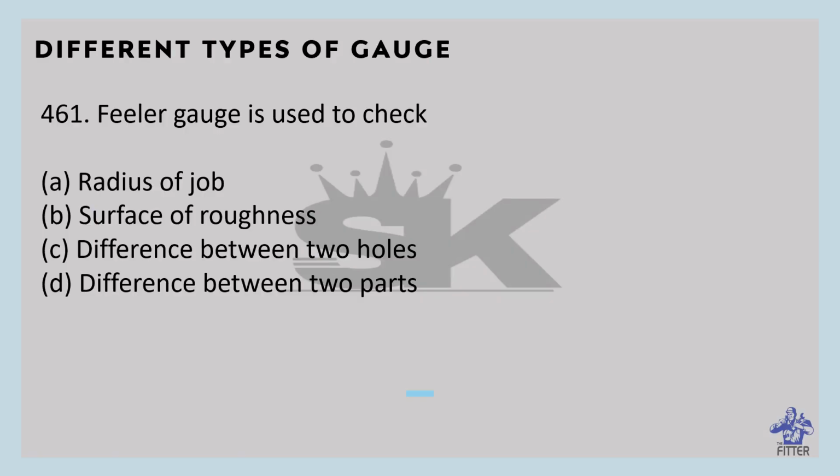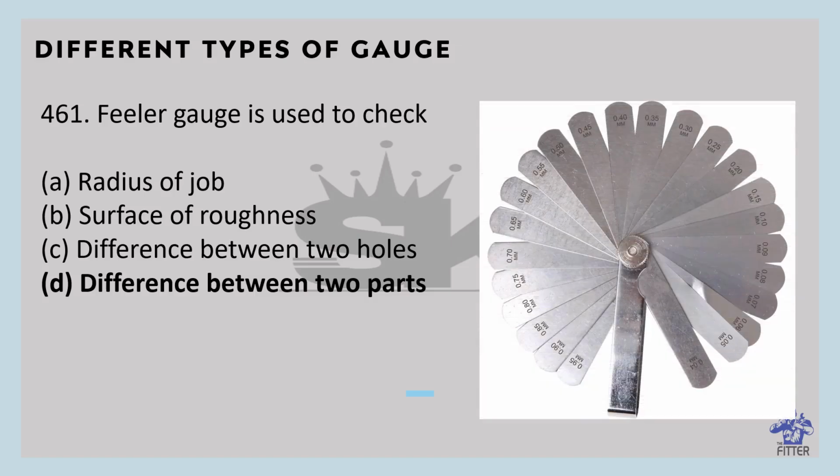Feeler gauge is used to check the difference between two parts. Here in the image you can see the feeler gauge. Feeler gauge is a tool used to measure gap widths. It is used in engineering to measure the clearance between two parts. It consists of a number of small lengths of steel of different thickness with measurements marked on each piece. You can observe in the image.